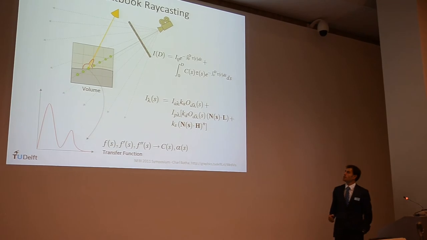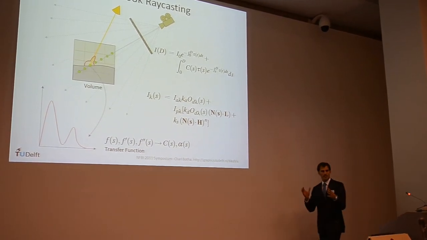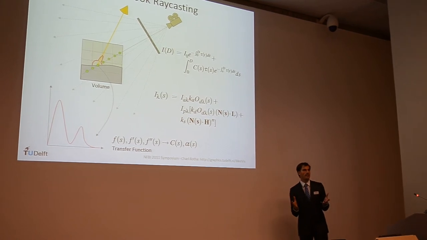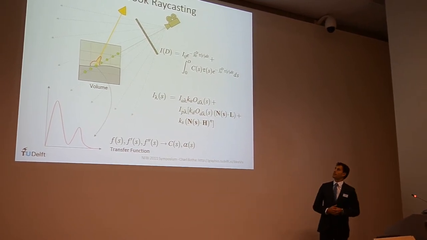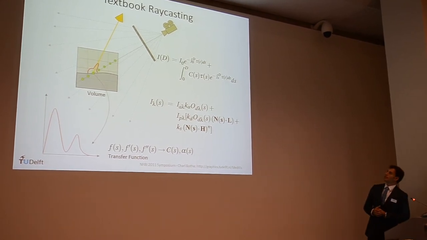And I write here textbook raycasting. This is how you would do it if you would implement it from first principles. So remember, I have the CT volume, and I'd really like to look at my data. And this is one nice way of doing it. At the top right, you see a camera over there. And what I then do is I shoot rays from my camera through the image plane.